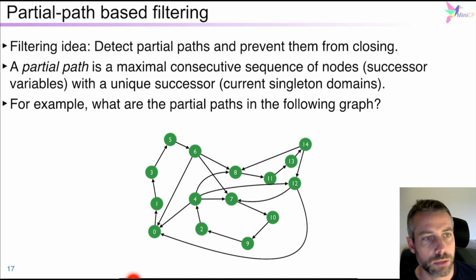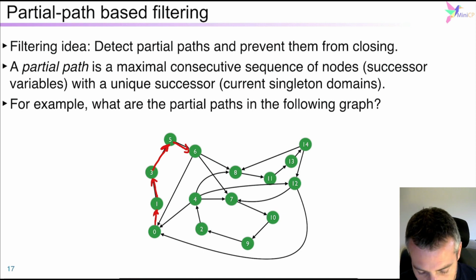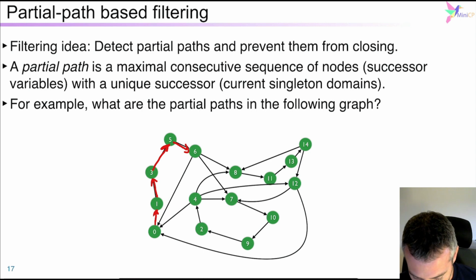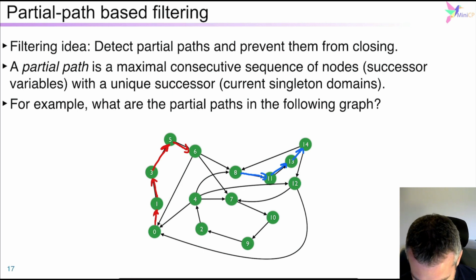So let's see what are the partial paths on this graph, according to our definition. Starting from 0, we have here in red one partial path that is represented here. Then at node number 6, we see that we have more than one possibility, and so the partial path stops there. But we also have a partial path starting from node 8 until node 14, and then we have at least two possibilities, so we stop there. And we finally have, in this example, a partial path that is represented here.